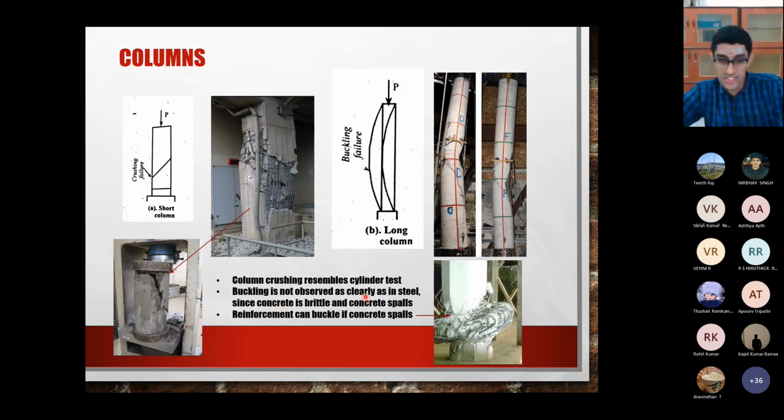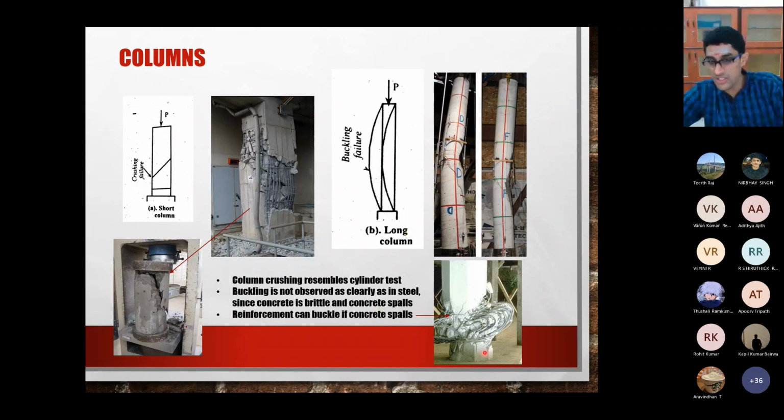Buckling is not observed as clearly as in steel. If you have a steel column, you can see buckling very nicely, because it is a homogeneous material; it has nothing else. But concrete is a brittle material. It's not a ductile material. Therefore you can still see some buckling, but it will not be as clear as in steel.